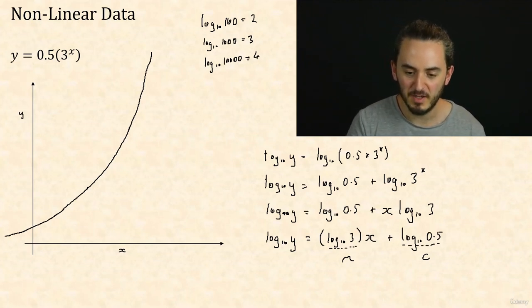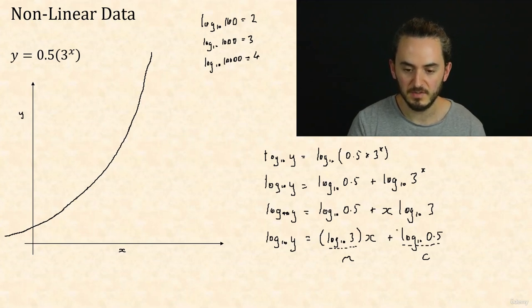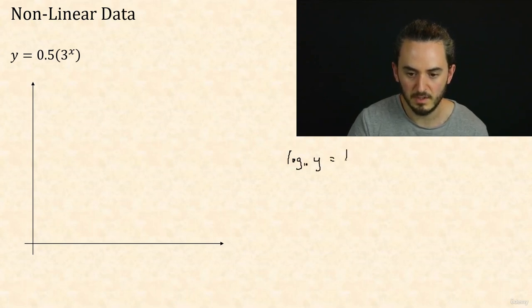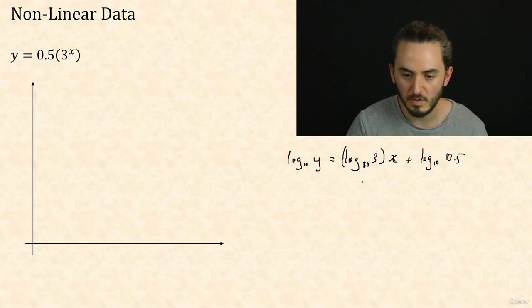Okay, so if we're happy to work with log y and not y, we can actually get a straight line. So let's do something sneaky. Let's have a little bit more space. So what we had here, as a reminder, we had log base 10 of y equals log base 10 of 3 lots of x plus log base 10 of a half. And what I'm saying is that's very much like y equals mx plus c, except it's not y anymore, it's log base 10 of y.